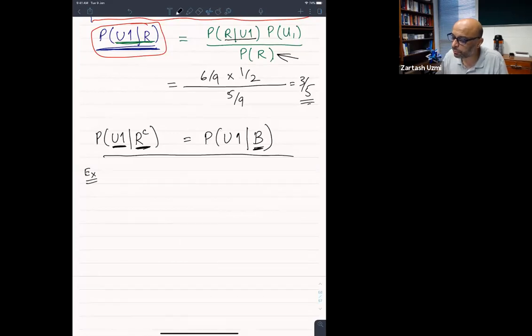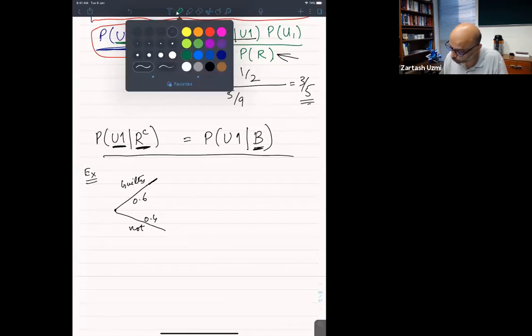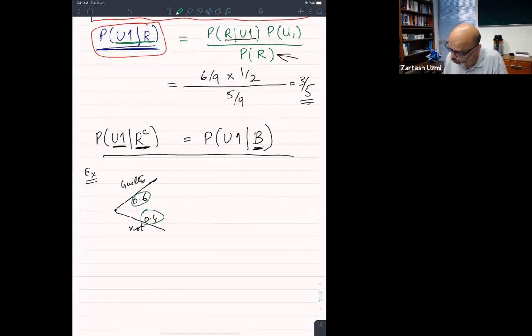In this case, I will give you an example of a criminal or non-criminal. Somebody might be guilty with probability 0.6. A randomly chosen individual who is under trial could be guilty with probability 0.6 and could be not guilty with probability 0.4. Once again, realize that this 0.6 and 0.4 both add up to 1. So not guilty with probability 0.4.